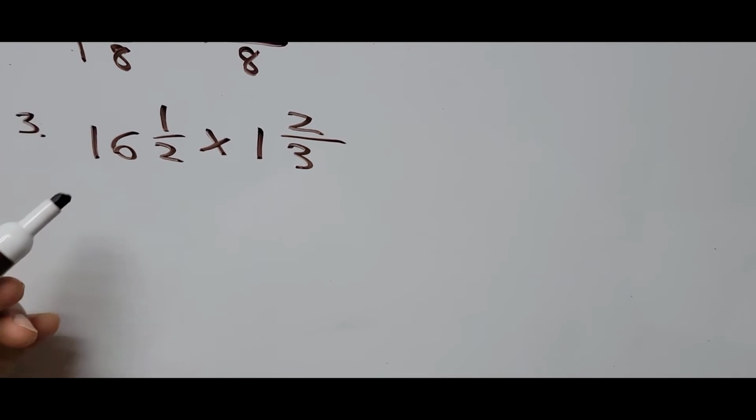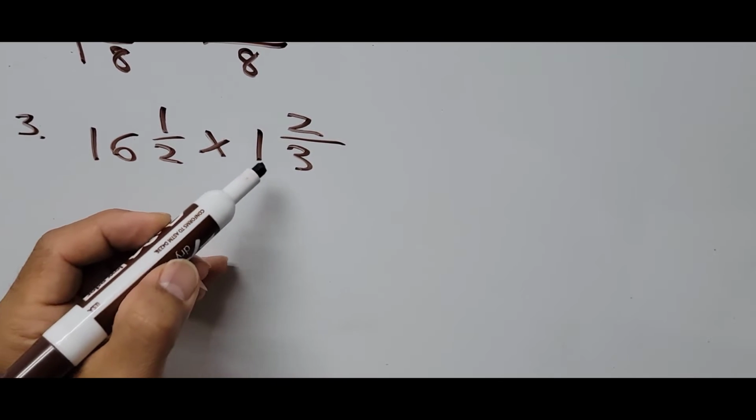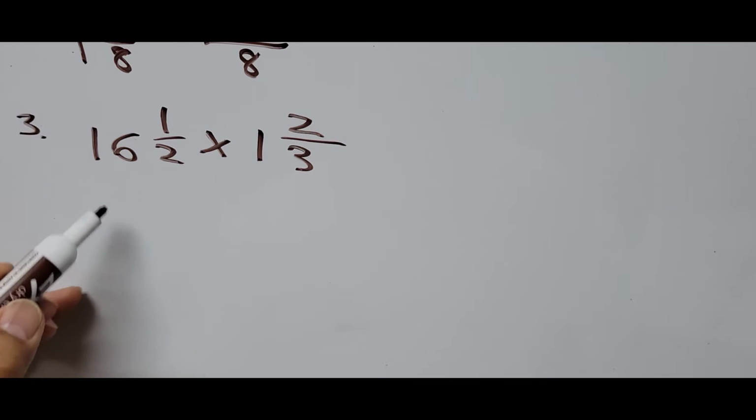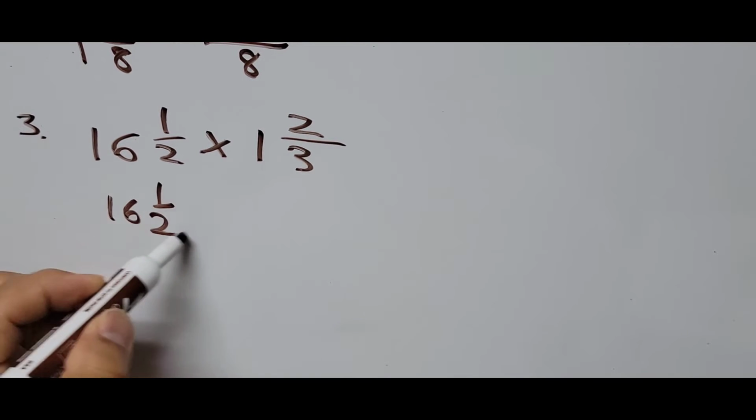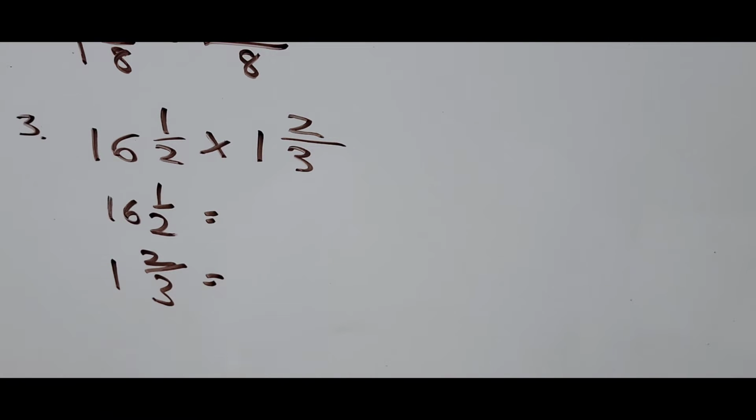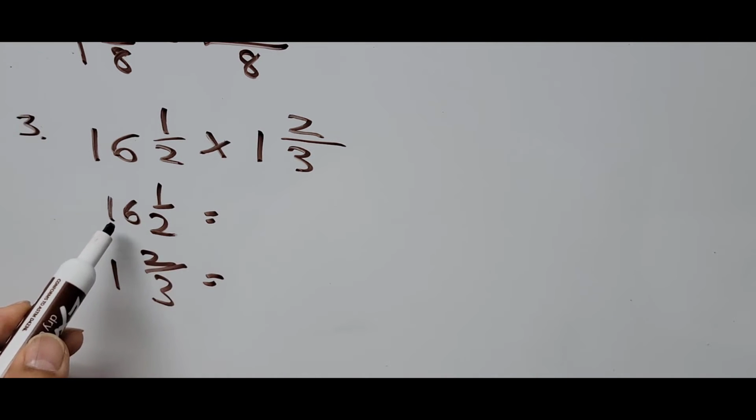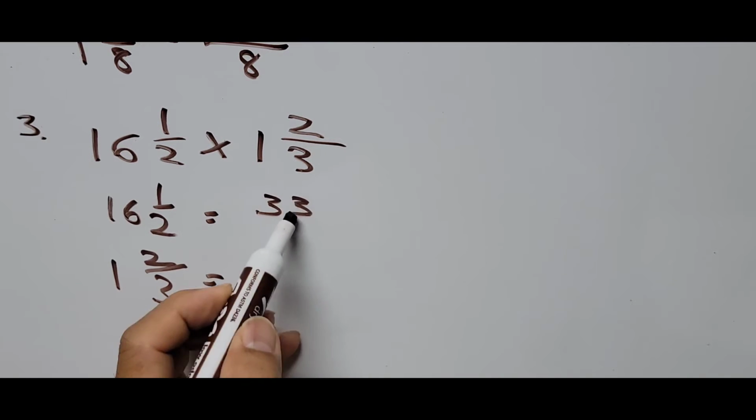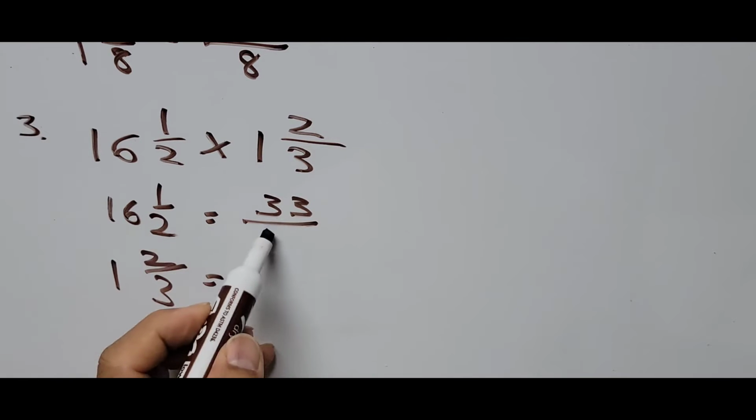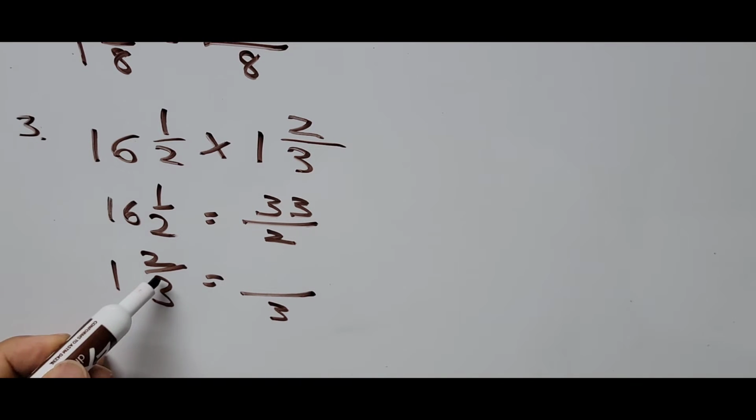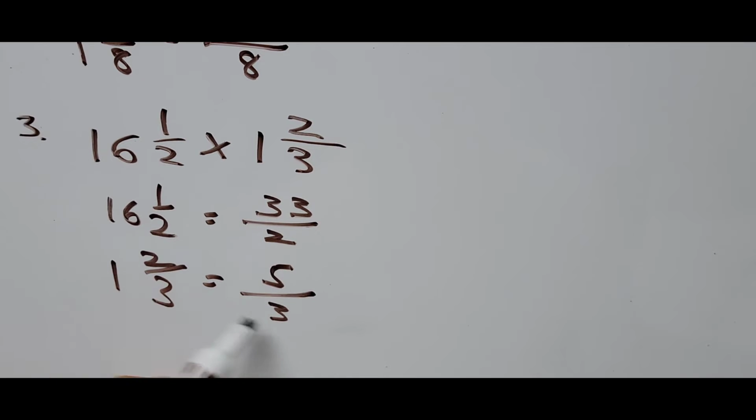We have another one right here. 16 1/2 times 1 2/3. So once again, we convert these into improper fractions. So 16 1/2 and 1 2/3. Okay, 2 times 16 is 32, plus 1 is 33, and write the same denominator. And 1 2/3 the same way. So 3 times 1 is 3, plus 2 is 5. And we have the same denominator.